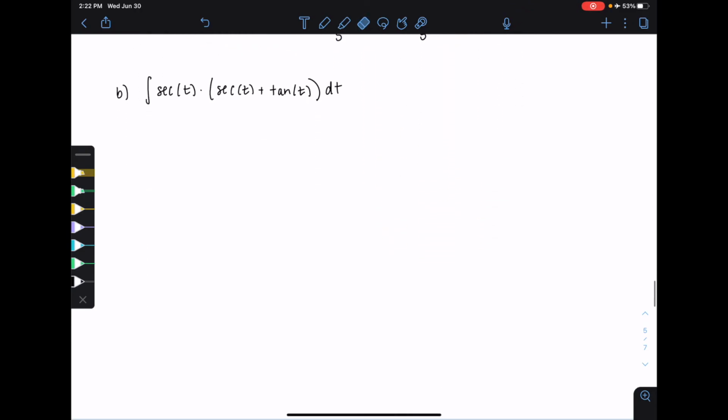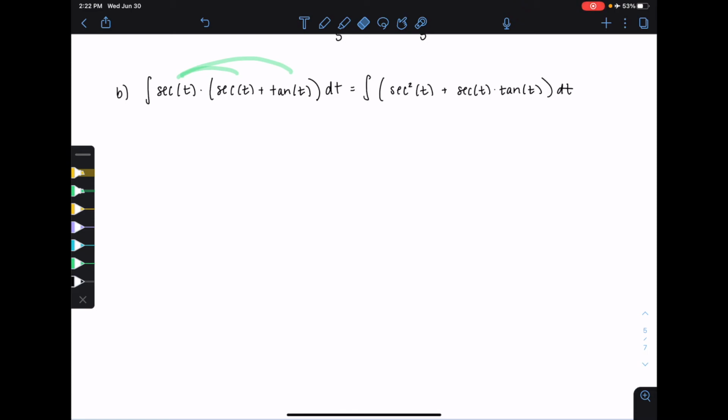Now for this one, unfortunately, off the top of my head, I can't think of a function that has the product of two things as its derivative. So I've got to do a little bit of work for this one, and we'll go ahead and distribute the secant to both pieces. So secant times secant would give us secant squared. Secant times tangent is exactly that.